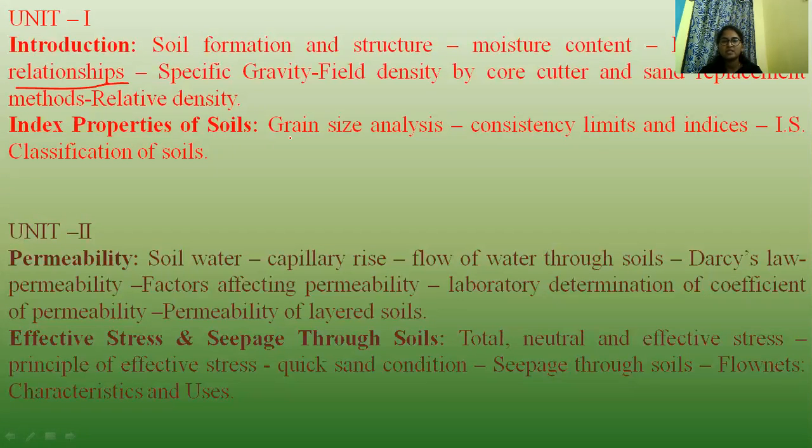The index properties of soils are grain size analysis, consistency limits, that is liquid limit and plastic limit, and IS classification of soil. In grain size analysis, we can find out whether the soil is coarse-grained soil or fine-grained soil, or whether intermediate types of particles are there, and whether it can be used for construction. In the core cutter method, we can collect an undisturbed soil sample from the land.